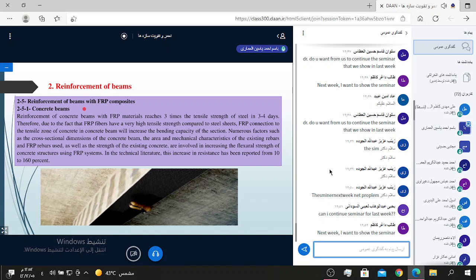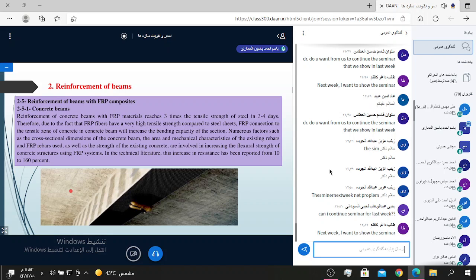Reinforcement of beam with FRP composite. Reinforcement of concrete beam with FRP materials reaches 3 times the tensile strength of steel in 3 to 4 days. Therefore, the fiber has very high tensile strength compared to steel sheets. FRP connection to the tensile zone of the concrete beam will increase the bending capacity of the section.